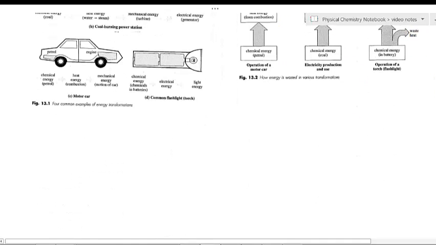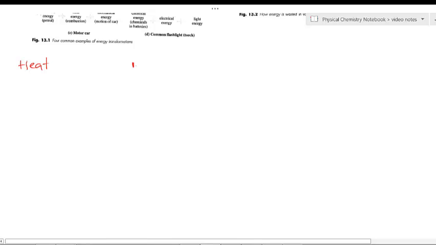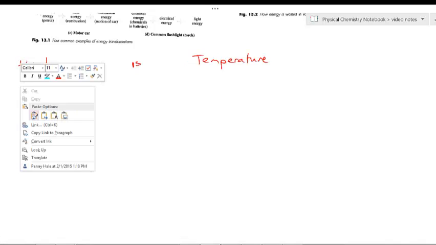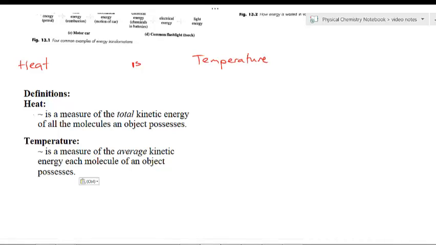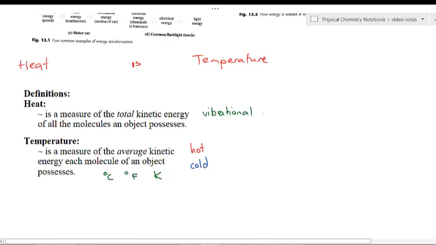The second concept that was very important in this chapter is the concept of heat versus temperature. I have 2 definitions here. One is that heat is the measure of total kinetic energy, and that temperature is the measure of the average kinetic energy. When we're talking about temperature, we're talking about hot and cold, and it's measured in degrees centigrade, degrees Fahrenheit, and also in Kelvin. The total kinetic energy of all the molecules, remember, is the kinetic energy of the movement of molecules, but also the vibrational, rotational, and translational movement within the molecule. Sometimes it's called internal energy.